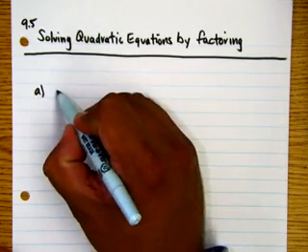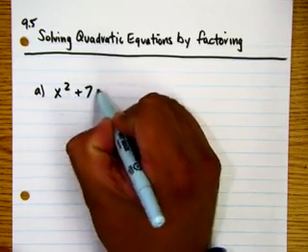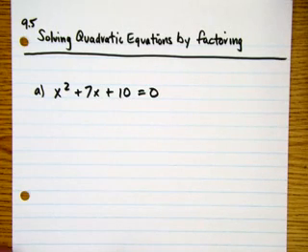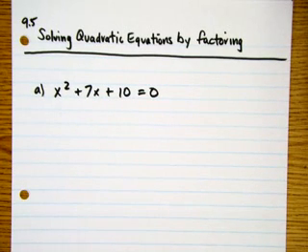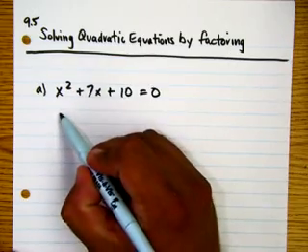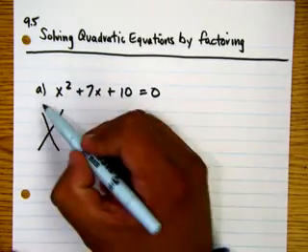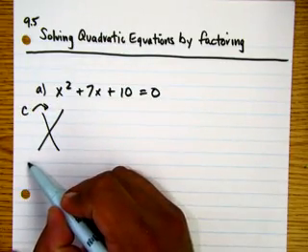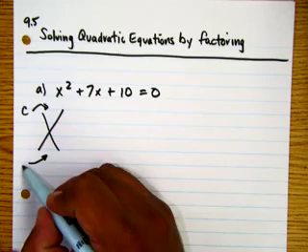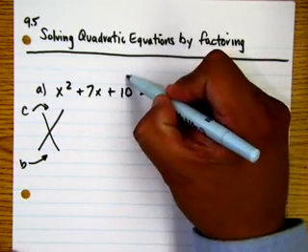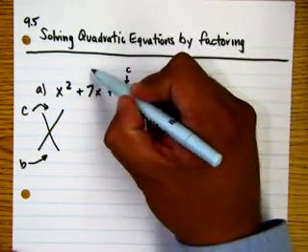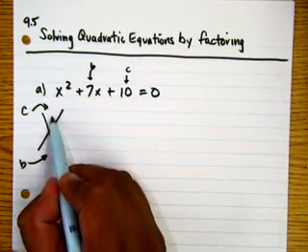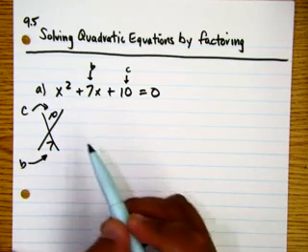Our first problem is x squared plus 7x plus 10 is equal to 0. We want to solve this, and the way we do this is by using the magic X. As you remember, the top portion of the magic X is the letter C, and the bottom portion is the letter B. So in this case, we write our 10 up here and our 7 there.